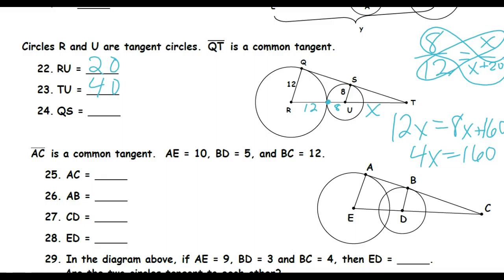To find QS, unless someone knows a better way, the only way I could think of just by staring at it right now is to do Pythagorean theorem once, to do Pythagorean theorem twice, and then to subtract them. Okay? So I think that's how you're going to find QS.